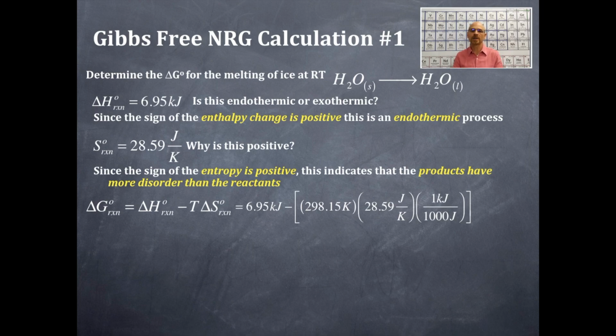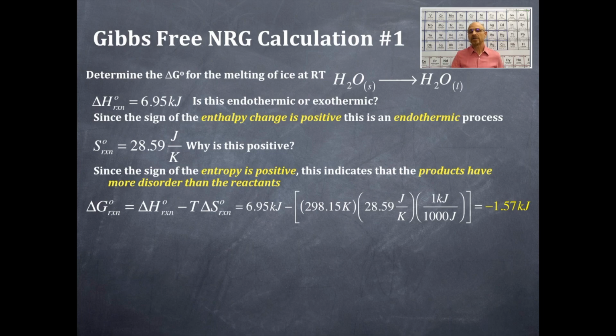Then I have a unit conversion going from joules to kilojoules by multiplying by 1 kilojoule over 1,000 joules. Therefore, the joules terms cancel out and I'm left with kilojoules for that T delta S term. Now I have kilojoules for the T delta S term, and I also have kilojoules for the enthalpy term, and so now I can sum up these two numbers. Here is my number: negative 1.57 kilojoules is the overall Gibbs free energy for this reaction.